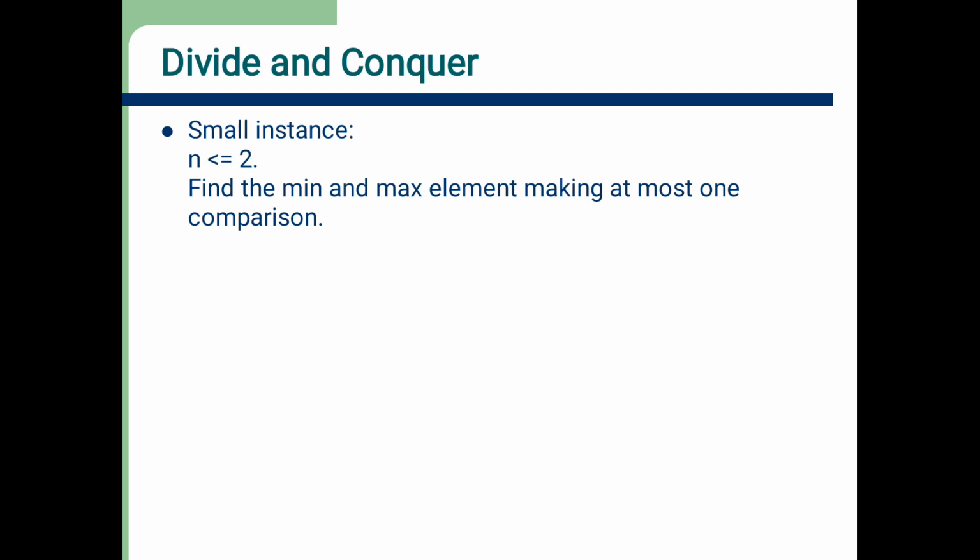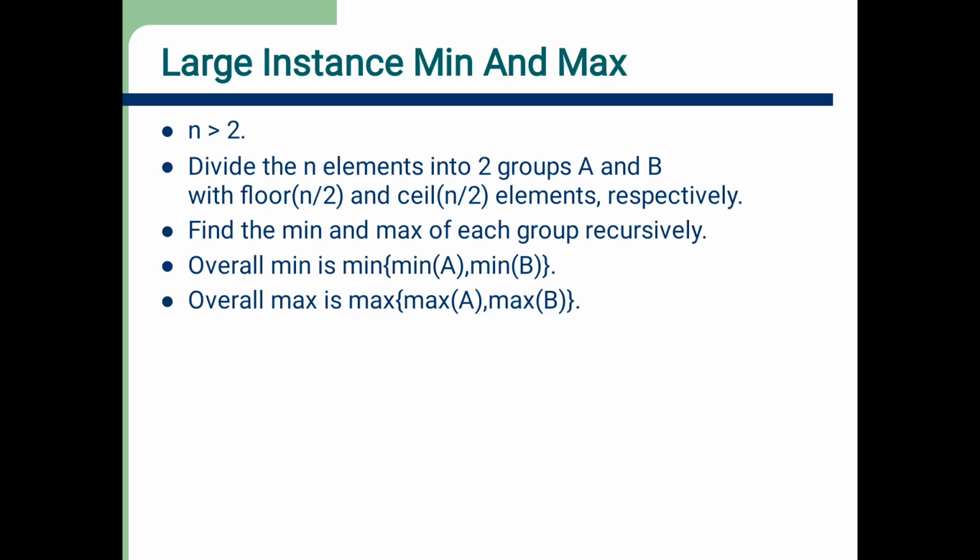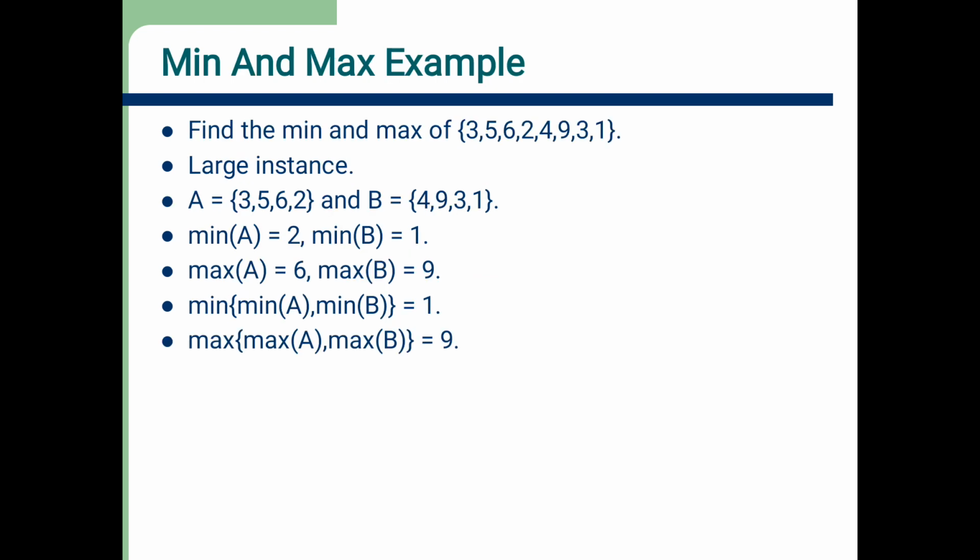For a small instance, n less than or equal to 2, find the min and max elements making at most one comparison using the divide and conquer technique. For n greater than 2, divide the n elements into two groups A and B with floor of n by 2 and ceiling of n by 2 elements respectively. Find the min and max of each group recursively. Overall minimum is min of A comma min of B. Overall max is max of A and max of B.